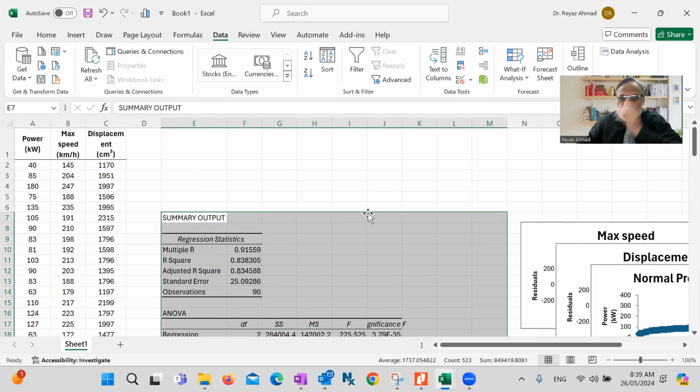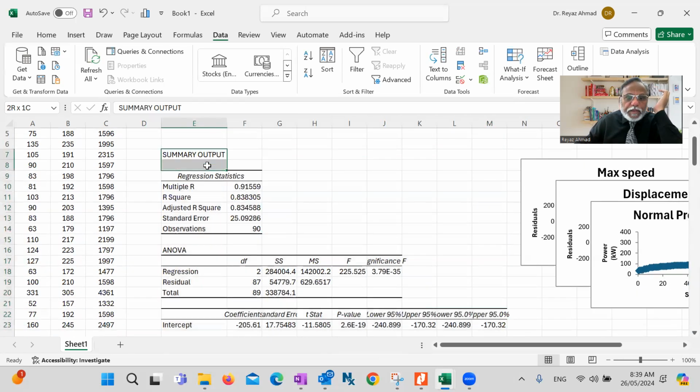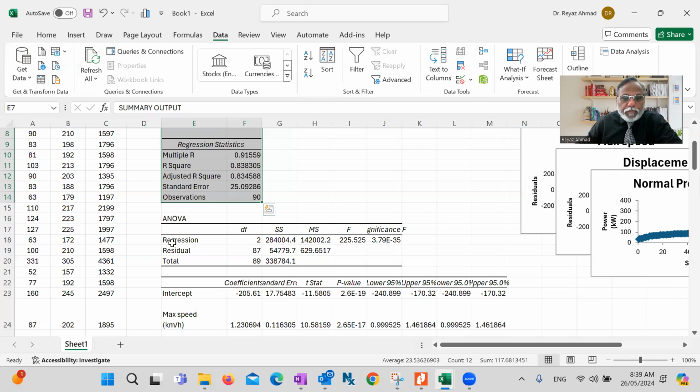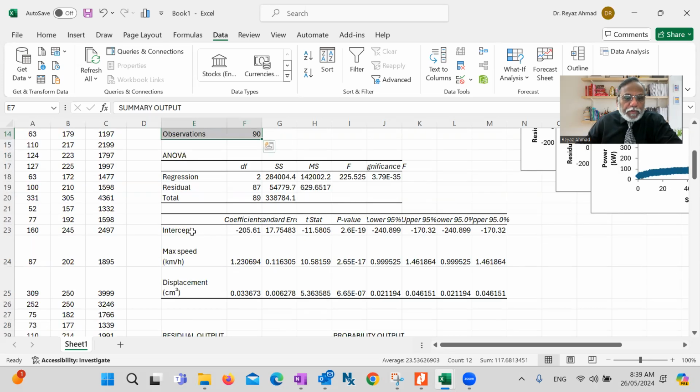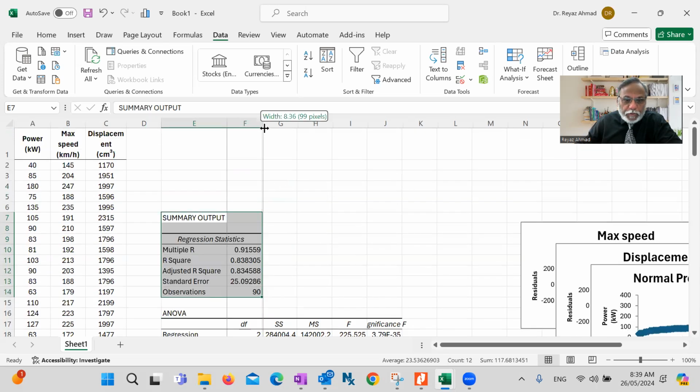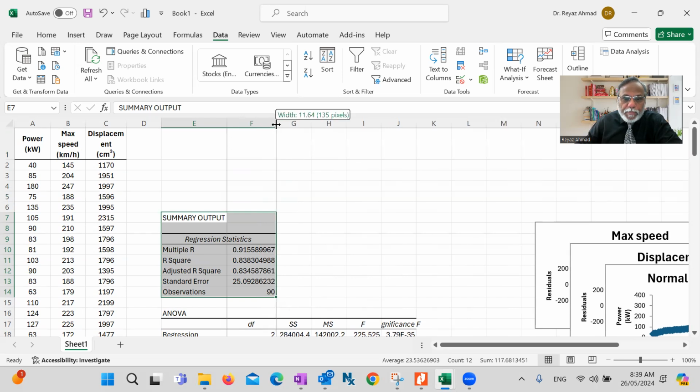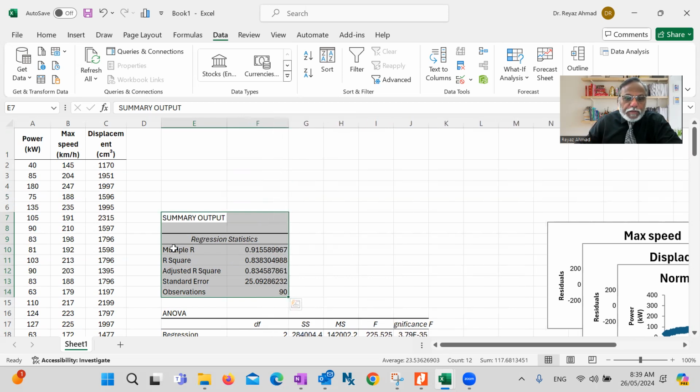So let me describe this. We have first this region here, the summary output, where this information is about the regression statistics. Then we have here ANOVA, where we have the regression model, probability, residual and degrees of freedom over here. And then we have the third one, where we are going to have the values of B0, B1, and B2 to have our multiple regression equation. So I will highlight these ones because I'm going to use them. So I highlight this one here.